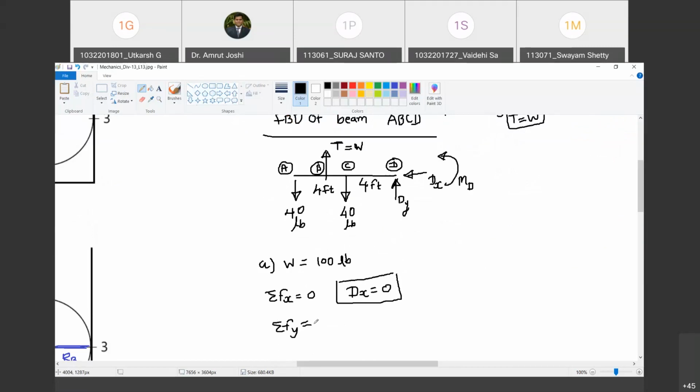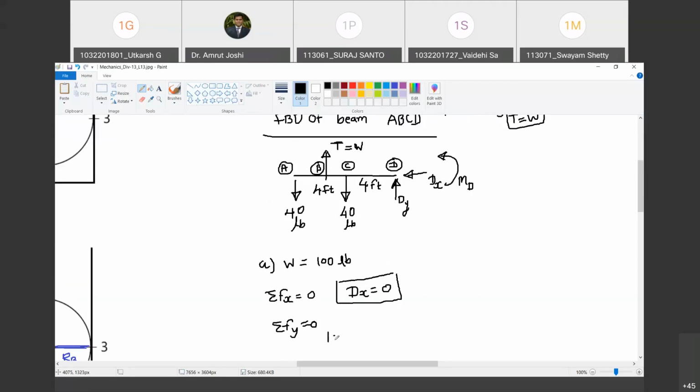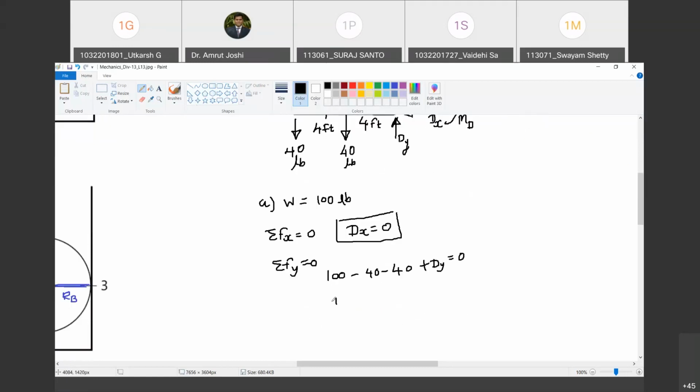Now summation Fy equal to 0. That gives me what? Tell me. T minus 40 plus Dy is equal to 0. In part A, T is 100. So 100 minus 40 plus Dy is equal to 0. So that gives me Dy equal to how much? Minus 20. Sorry.